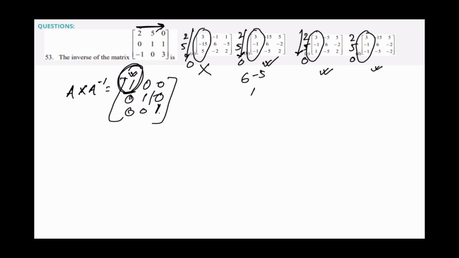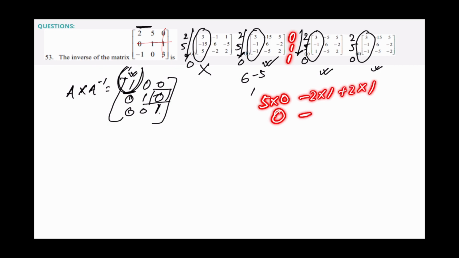Now we'll try to eliminate something else, like let's say check for this 0. For this 0, what do we need? The second row and third column element to be multiplied, correct? So let's see, second row, third column. This one is already ruled out, so we'll take this row and multiply with this column: 0, 1, 1. So it will be 5 into 0, minus 2 into 1, plus 2 into 1.